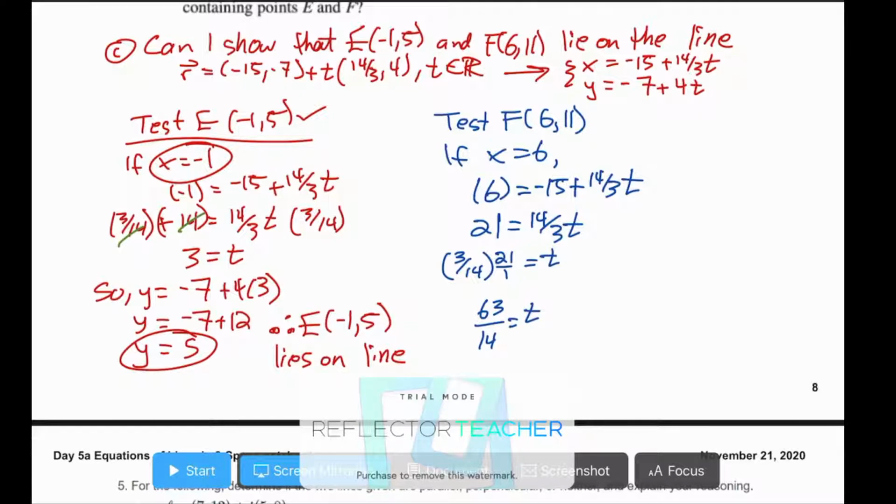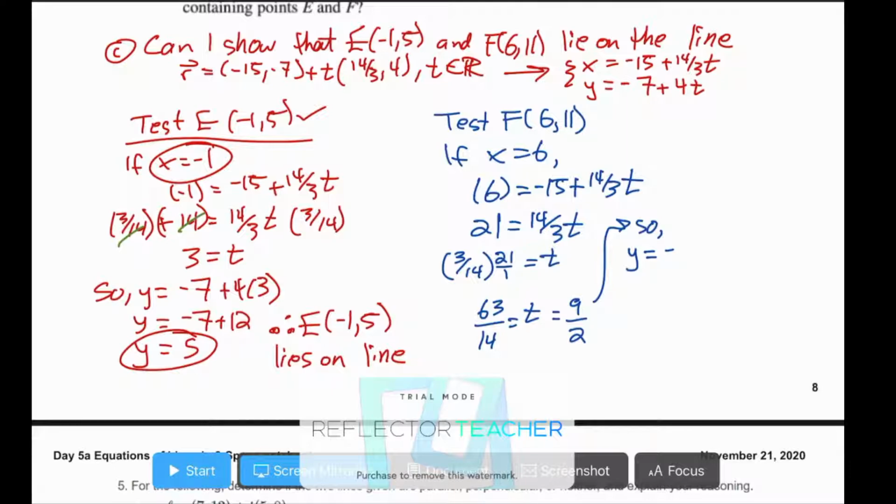Divide a 7 out of each. 63 divided by 7 is 9. And 14 divided by 7 is 2. So in lowest terms, t is equal to 9 over 2. Now that we have that value, let's find our y value.